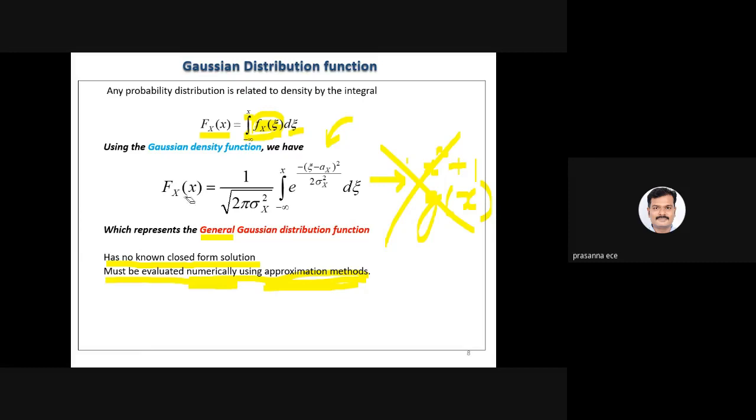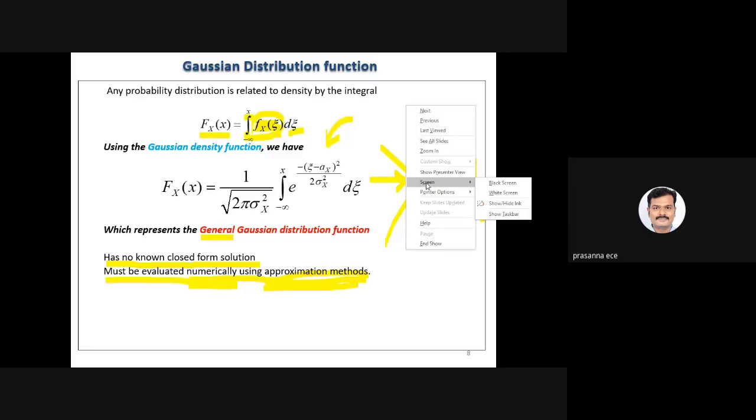So this integral is useful in finding probabilities, probabilities of events such that the capital X is less than some particular small x. The main use of this is finding out probabilities.